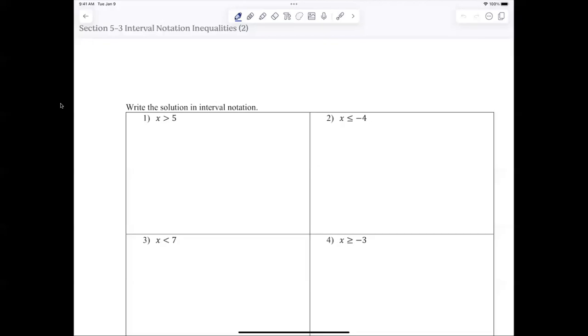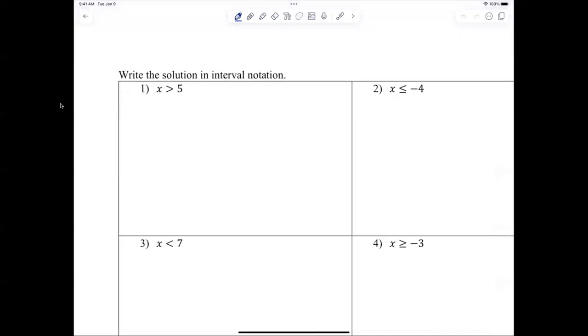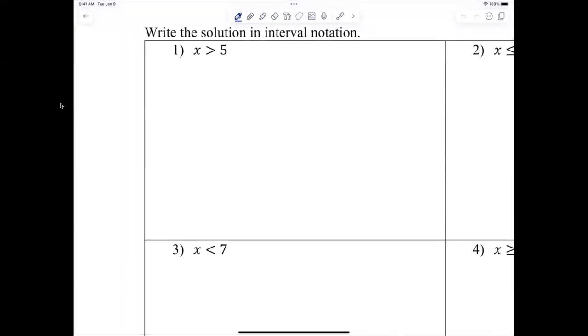Okay, so we're going to write the solution in interval notation. Let me explain to you how simple interval notation is. When you get to higher level math, you don't really use number lines anymore. What you do is you think about the number line, and here is 5.